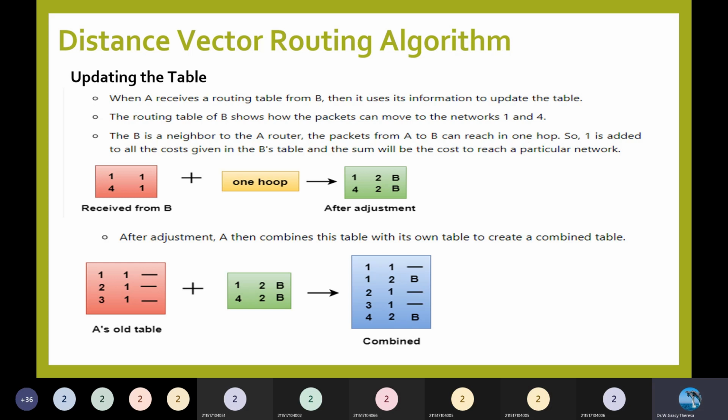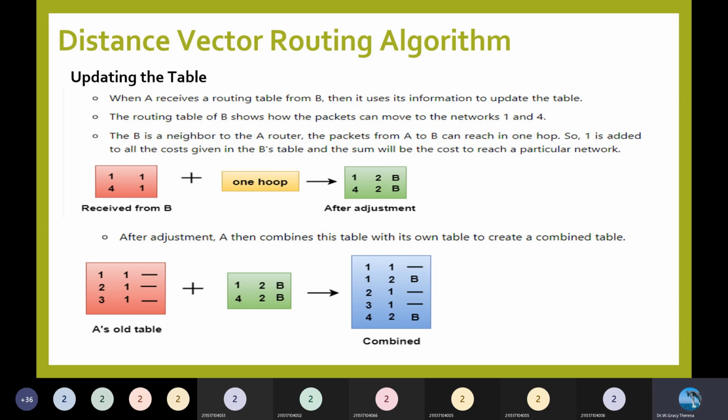So how is it adjusting? A gets the information of B, and B to A is one hop, and that one hop will be updated in A's table. See, for example, according to B, please check it. Before it was 1, 1, and now, according to B, to reach network ID 1 is only one hop, right? Now B is sending that information to A.